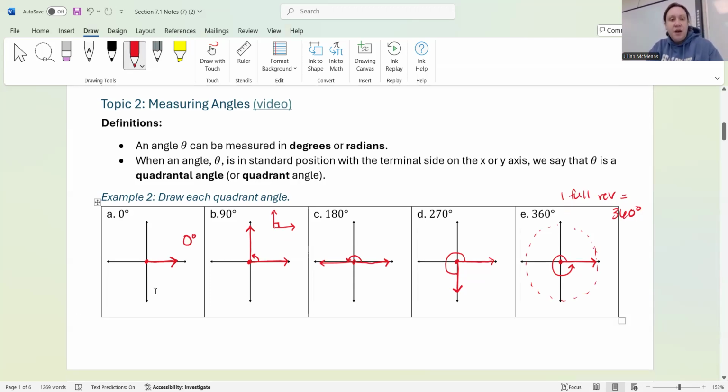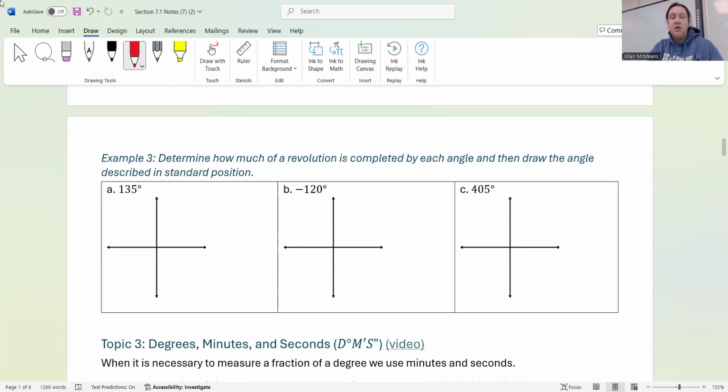Okay. Now for the next example, we're going to start measuring angles that fall in between those quadrant angles. Okay. So example 3 says determine how much of a revolution is completed by each angle and then draw the angle described in standard position. Okay, so for part A, we have positive 135 degrees. So when we're asked to determine how much of a revolution is completed, what we want to do is compare 135 degrees to 360 degrees. What fraction of a rotation has been completed?